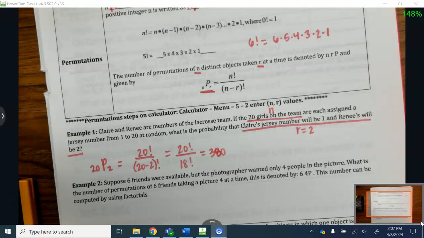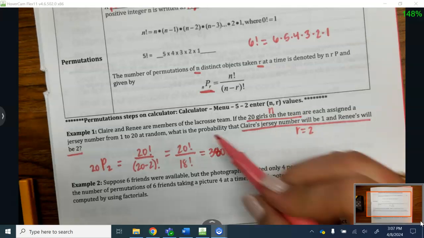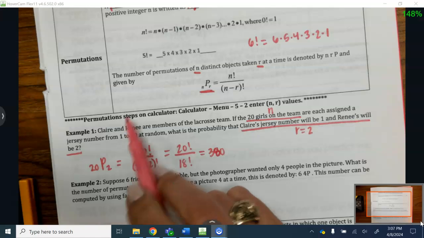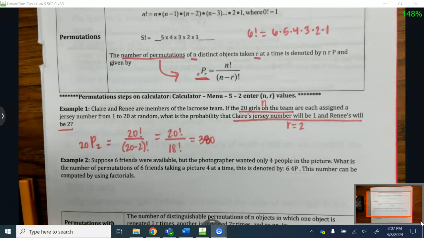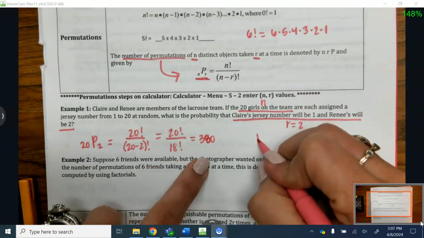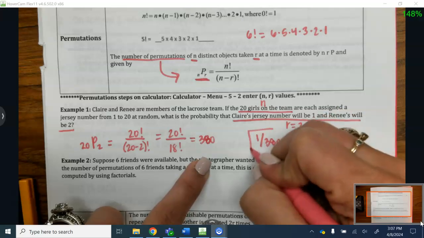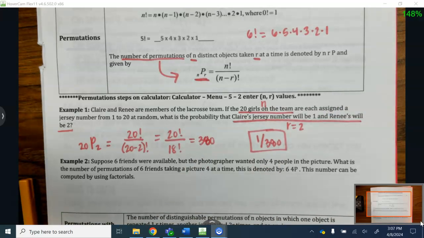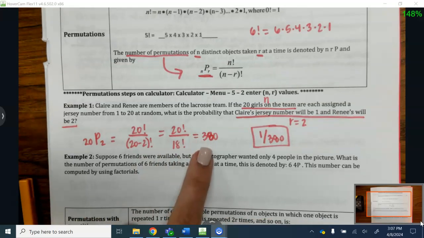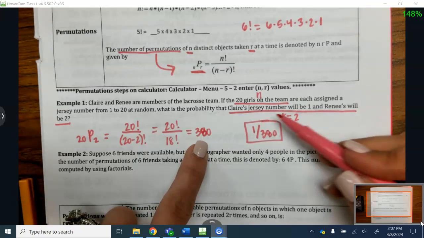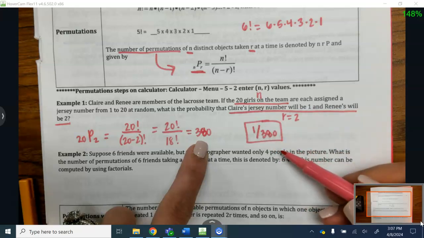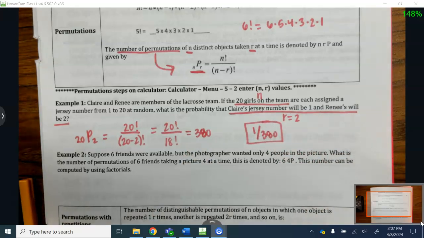There's a difference whenever we're talking about the probability of something happening versus the number of permutations. This is just the number: 380. The chance of this happening is 1 out of 380. So when you're doing permutations or combinations, if it asks you for the number of permutations or the number of combinations, you would simply plug and chug into your formula, there's your answer. But the probability of this specific event occurring is 1 out of the number of permutations or combinations. Okay? So let's look at example 2.